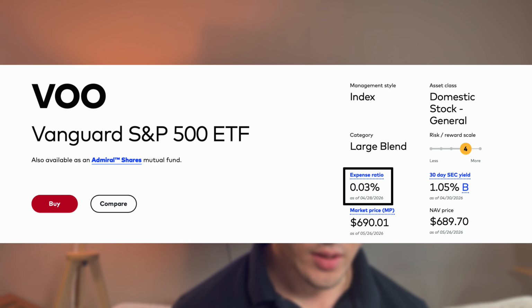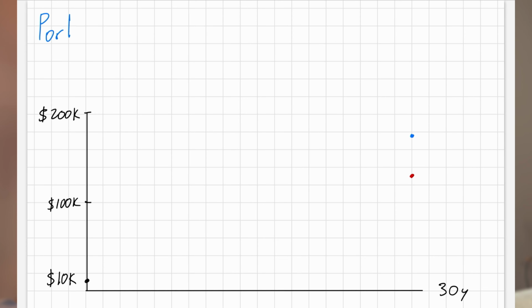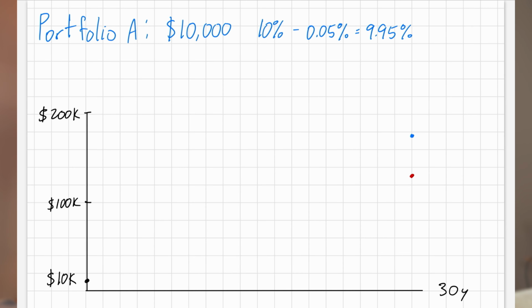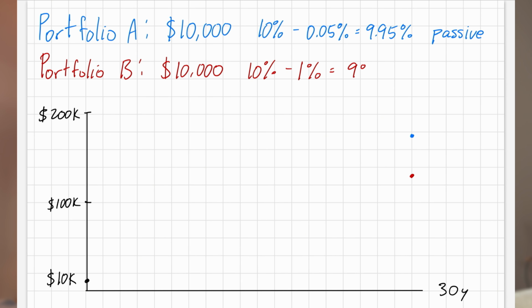To illustrate what this difference actually represents, let's look at an example. Let's say portfolio A starts off with $10,000. It averages returns of 10% and has 0.05% in fees. This is a classic example of a passive fund. That brings the real return to 9.95%. Portfolio B also starts with $10,000 and returns 10%, but it takes 1% in fees since it is an active fund. So this means that its real returns are 9%.